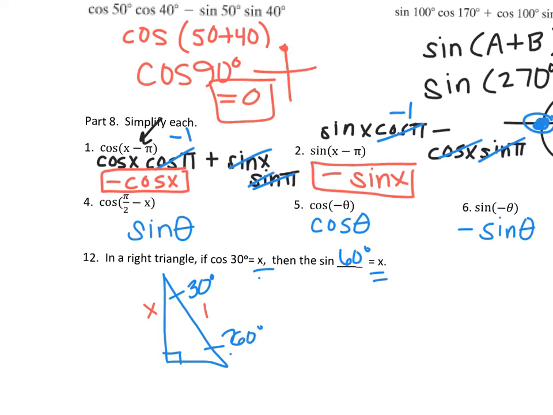So I can do another example. If we know the cosine of 72 equals 3/5, then the sine of what is equal to 3/5? Well, these two need to be complementary because they're cofunctions, part of our cofunction identities. So this must be 18 degrees.